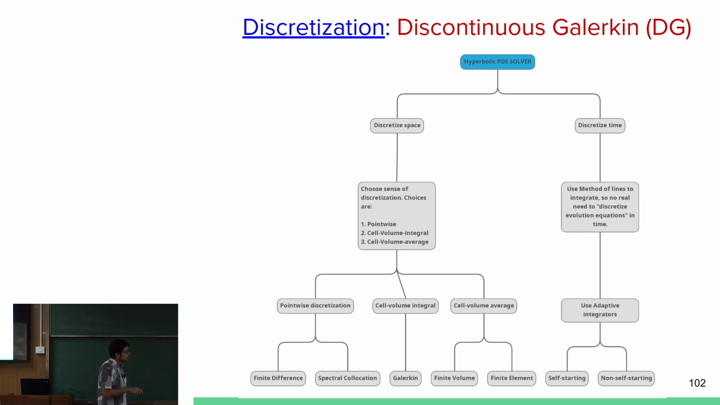So depending on these three ways of defining your sense of discretization, pointwise is finite difference or spectral collocation methods. They all fall under this way of discretizing space. Volume integral would be the Galerkin family of methods. So there are continuous Galerkin methods and discontinuous Galerkin methods.